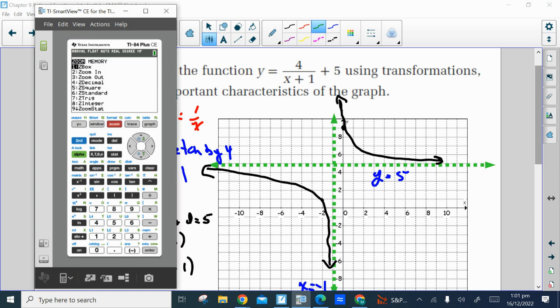I'll go zoom 6 to set my window to the standard settings. So that certainly looks close to what we have. Maybe we'll make our y max a little bit larger so we can see more of it. So why don't we make our y max 20, and maybe we'll change our scale to 2 along the y-axis.